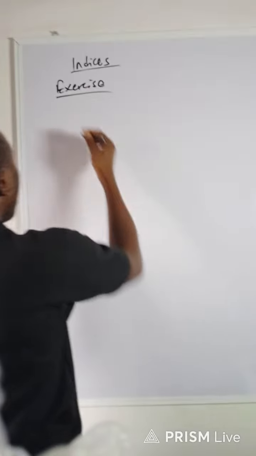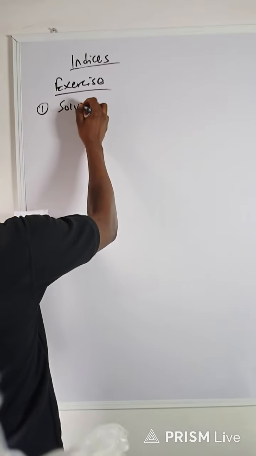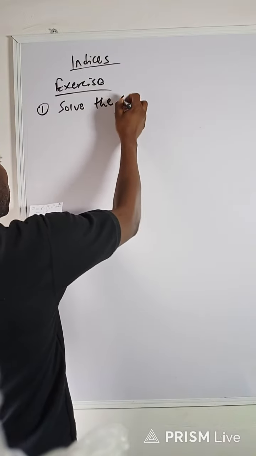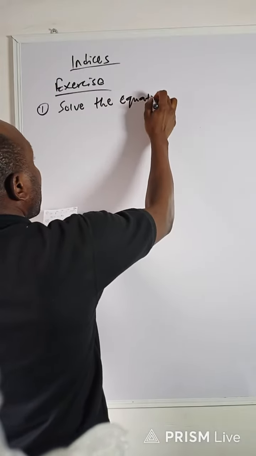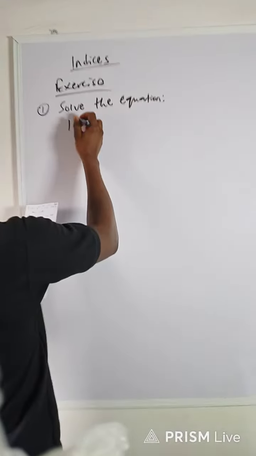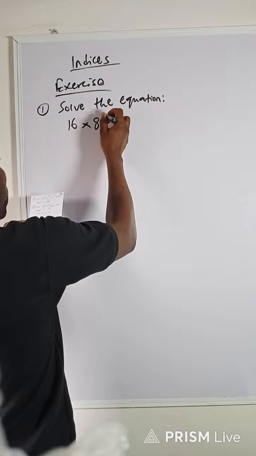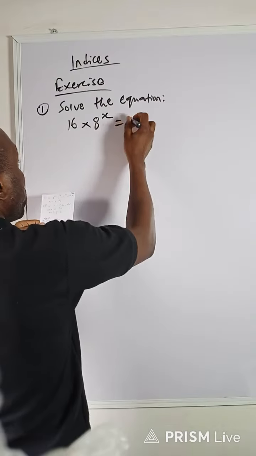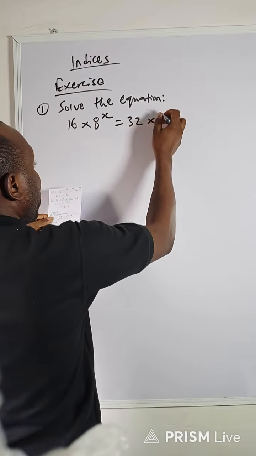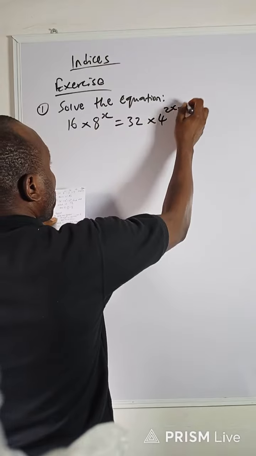So exercise number 1, solve the equation 16 times 8 raised to the power x is equal to 32 times 4 raised to the power of 2x minus 1.